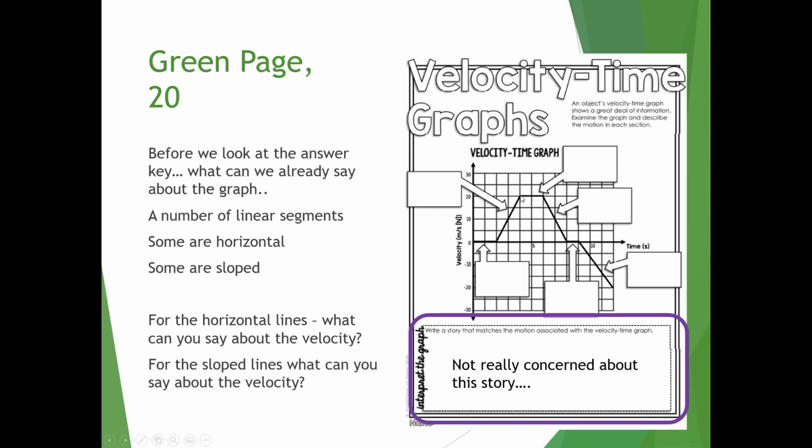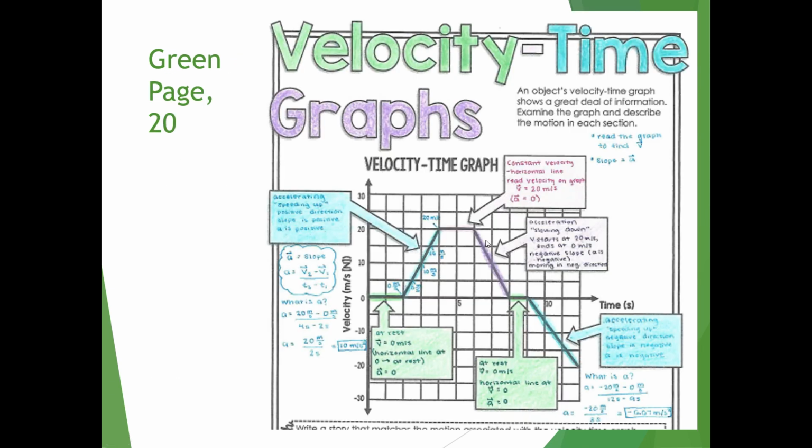For one that's up here, the velocity is 20, and then later on it's 20, and then later on it's 20. Now it's at constant speed. It's no longer at rest. It's only at rest when the velocity is 0. So let's take a look at the answer key.